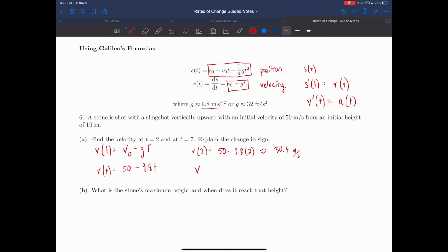And let's look at v of 7. So 50 minus 9.8 times 7 is approximately negative 18.6 meters per second. All right, so it says explain the change in sign. So at v of 2, we have a positive sign for velocity. So this would be rising. Okay, for v of 7, we have a negative velocity, so this is falling.